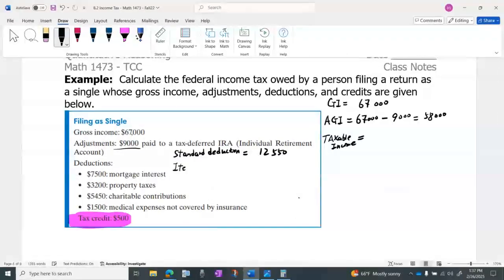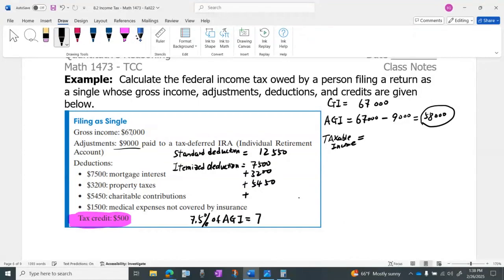Let's see what his itemized deduction is. Itemized deduction has 7,500 plus 3,200. Mortgage interest, property taxes, charitable contributions, and medical expenses that go beyond 7.5% of AGI. Medical expenses not covered by insurance. We do not rush, let's take one at a time. 7,500, 3,200, $5,450. For the medical expenses, we have his AGI. Let's see what 7.5% of his AGI is. His AGI is 58,000.